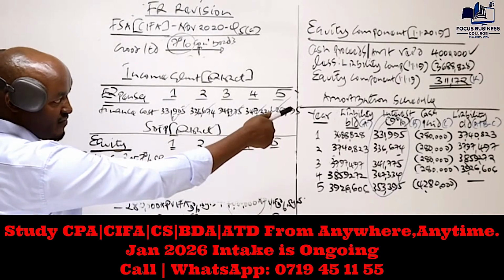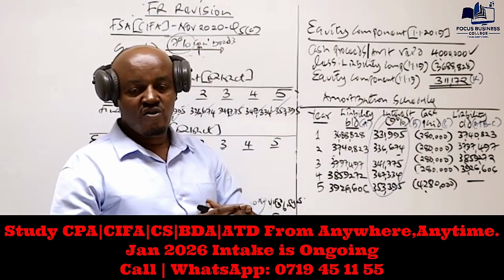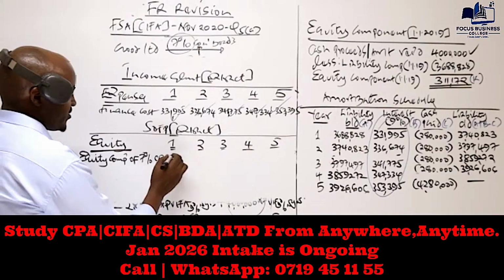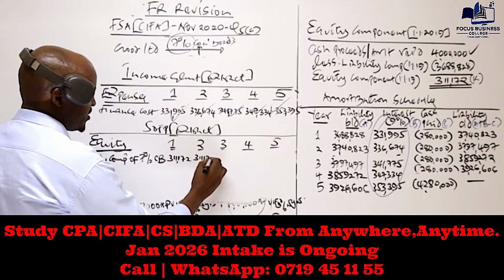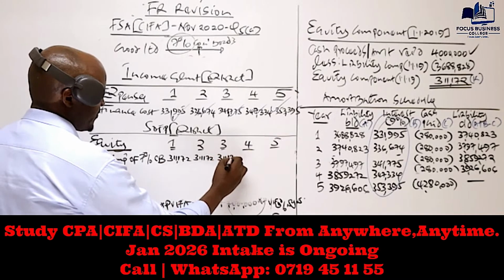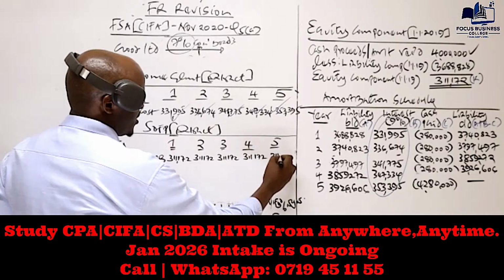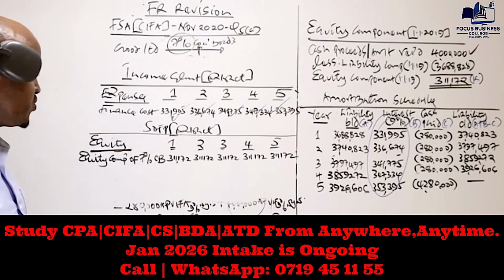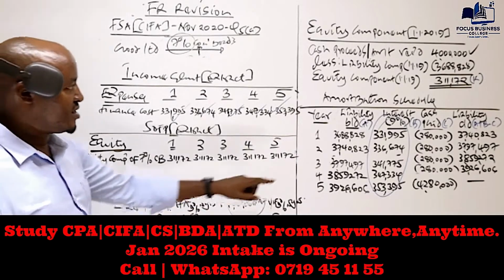The value for the equity component will not change over the period of 5 years. It is 311,172 in each year. That amount will not change. Then, under the liabilities, the company recognized this liability component.